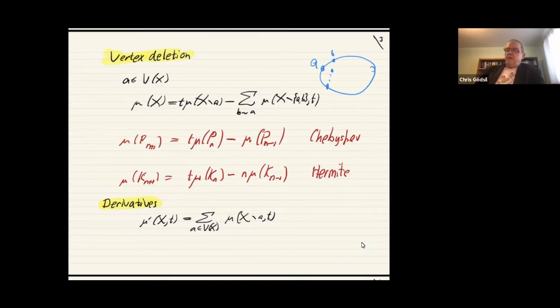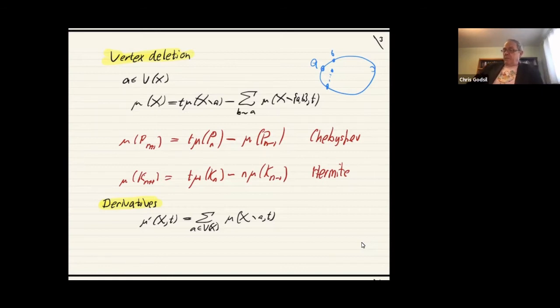Another interesting case is the complete graph. If you've got a complete graph on n plus 1 vertices and you delete a vertex, then you've got the complete graph Kn, and if you delete a vertex and its neighbor, you've got the complete graph Kn minus 1. So you get a recurrence that the matching polynomial of Kn plus 1 is t times the matching polynomial of Kn minus n times the matching polynomial of Kn minus 1. This is another three-term recurrence. In this case, what you're getting are the Hermite polynomials. You can also get the Laguerre polynomials by working with the complete bipartite graphs. That was observed by Goodman.